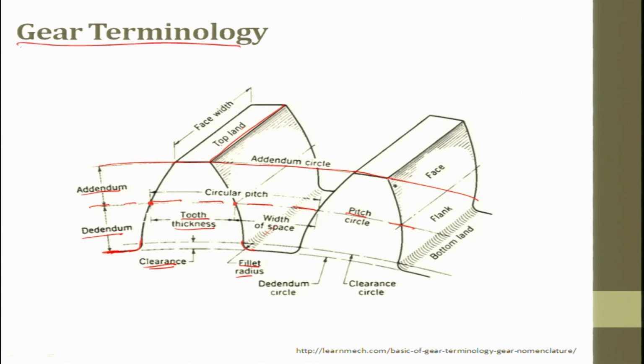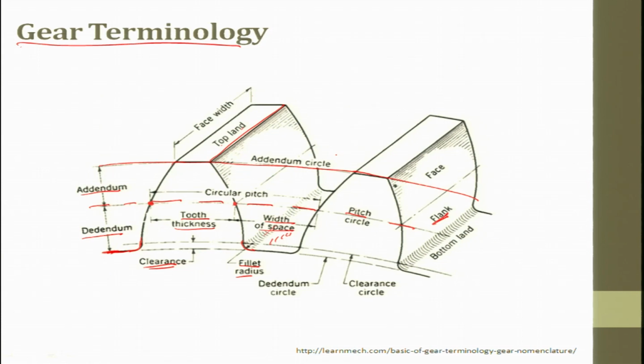Whatever I called the flank, this is the flank, and this is the face. Then bottom land: this portion is called the bottom land, and this is called the top land, on top of the tooth and on bottom of the tooth. Then this is the tooth. Between two teeth there is a spacing, and that is called the width of space. From here to here, this is the width of space.